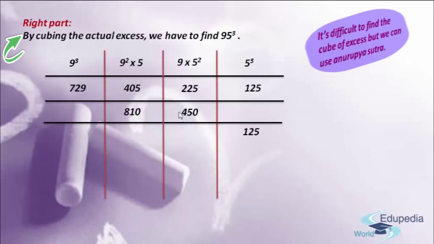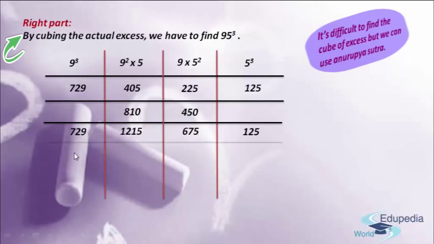And coming to the third part, here we are having 225 and 450 as the answer, so by adding these two, we get 675 as the answer. And coming to the second part, here we are having 405 and 810, so by adding these two numbers, we get 1215. And finally coming to the first part, here we don't have any numbers to add up, so therefore now what I am going to do here is I am going to write this 729 directly over here.